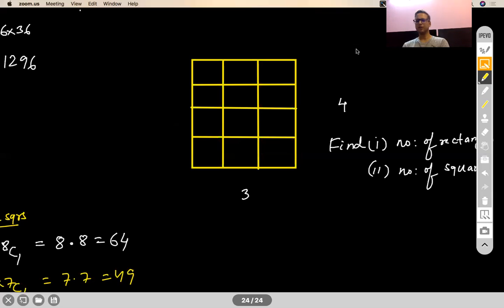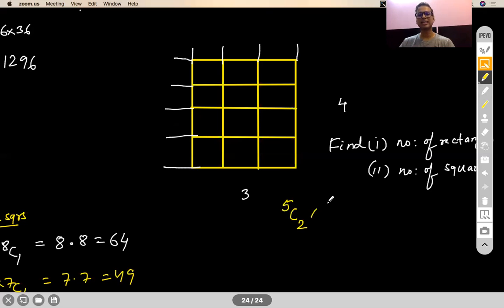Very good. All right. So the first part answer is... Now remember, in order to make this structure, you need four vertical sticks and five horizontal sticks. So in order to make a rectangle, you have to choose any two from the vertical ones and any two from the horizontal ones. So your answer will be 10 into 6. There will be 60 rectangles. Is that fine? There will be 60 rectangles.